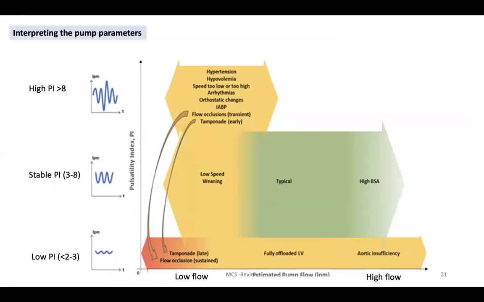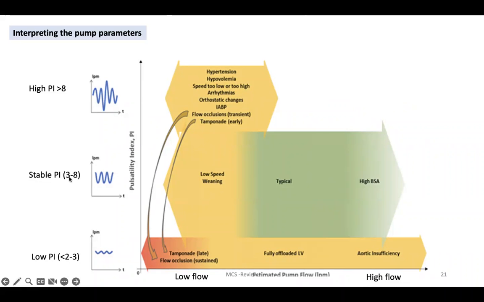So now you have to integrate. When you look at the pump, of course, you look at the patient, but you need to integrate those parameters to sometimes try to understand what's going on. Here is a summary of different clinical settings and the parameters. On the left side, you have the pulsatility index. The PI could be high, normal, or low.